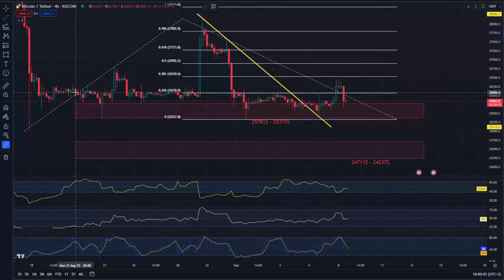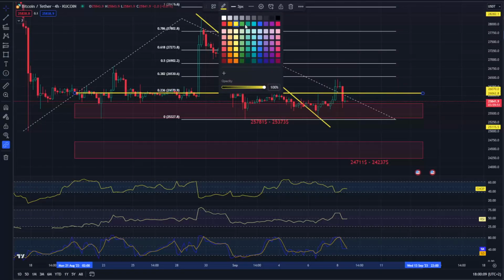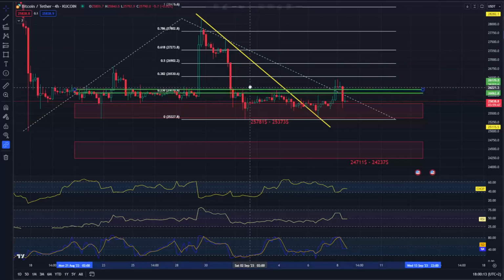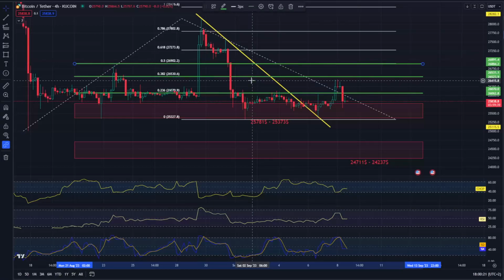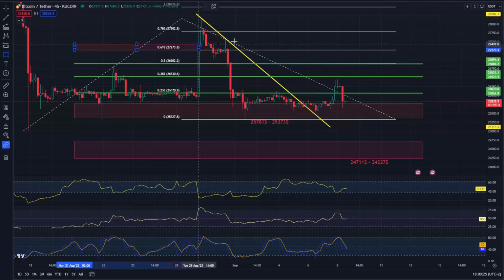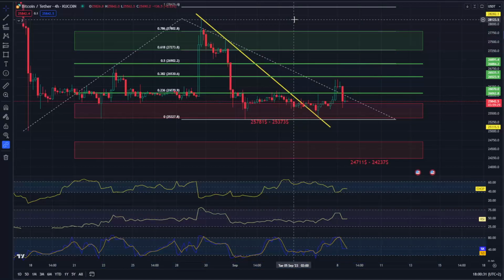First, we will mark the resistance at the price of $26,062. Then the second resistance at the price of $26,531 is visible. Then the third resistance at the price of $26,891. And then the price will move towards the resistance zone from $27,273 to $27,799.